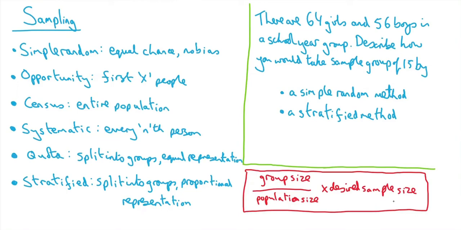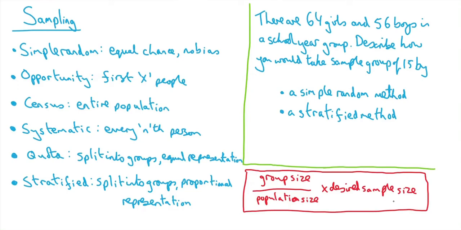For an example of how this may be presented, you could have that there are 64 girls and 56 boys in a school year group. Describe how you would take a sample group of 15 by, firstly, simple random, and secondly, stratified. For the simple random, you can put everyone's name into a hat on pieces of paper and pick out 15 random pieces of paper. Or you give everyone a number, use a random number generator and speak to the 15 people whose numbers were spat out by the generator.